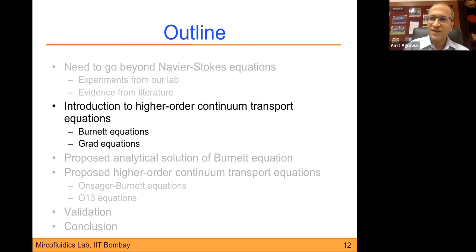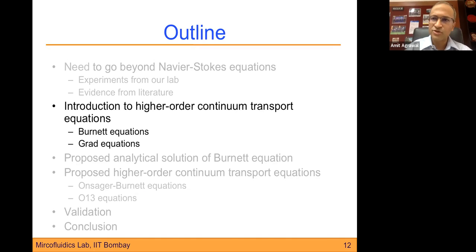So what I'm trying to say in the very first part of this talk is to look at these examples and give you very concrete evidence, experiments from our lab as well as evidence from the literature, showing that the Navier-Stokes equations are not enough. Now we will go to the second part and say, okay, if not Navier-Stokes, then what?